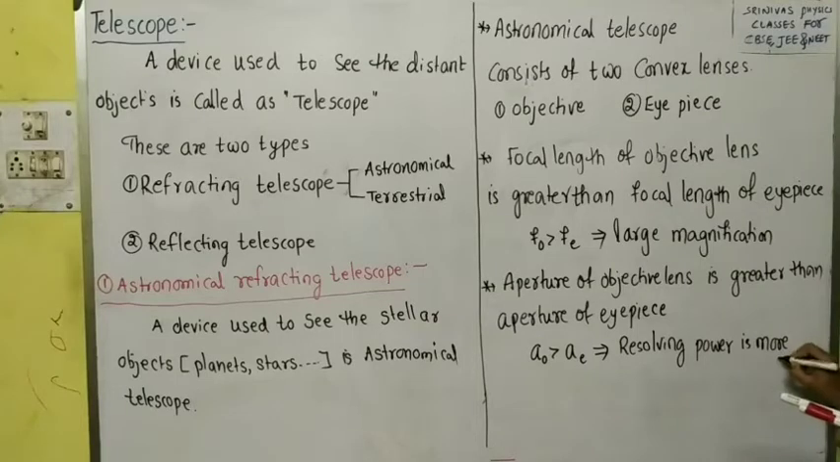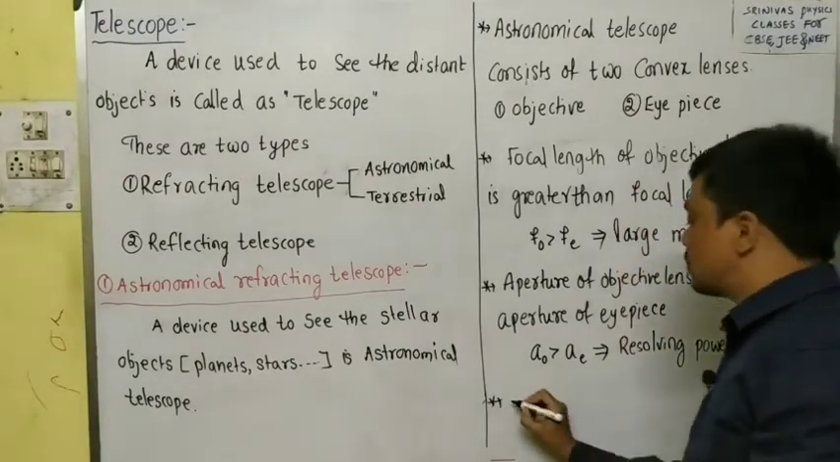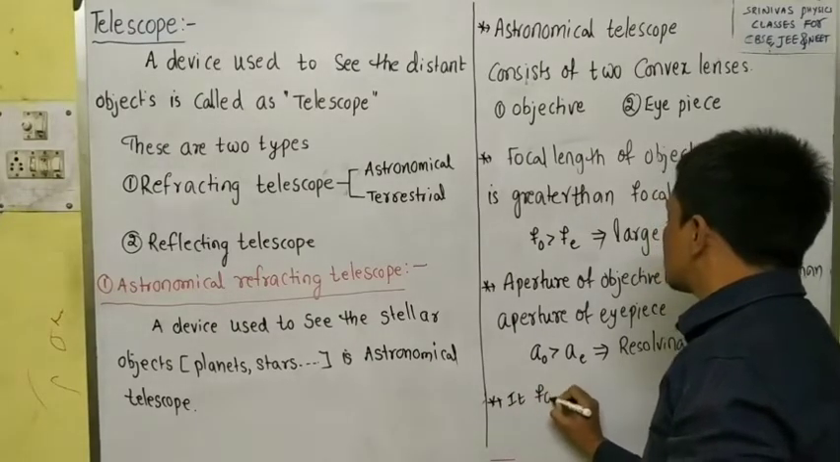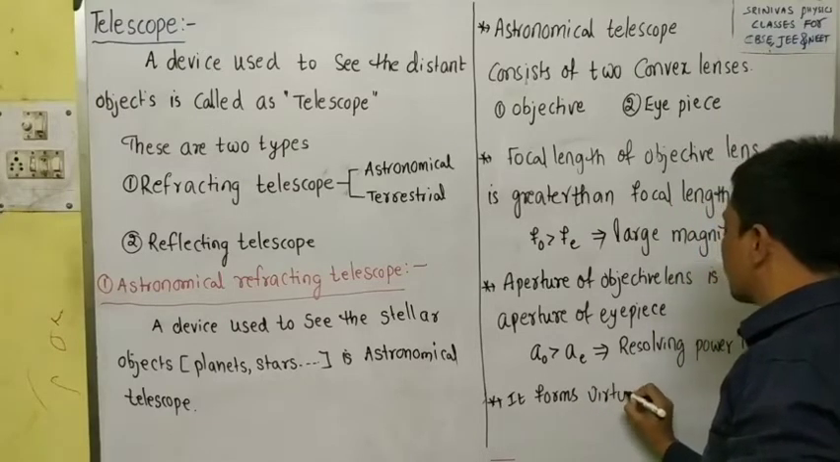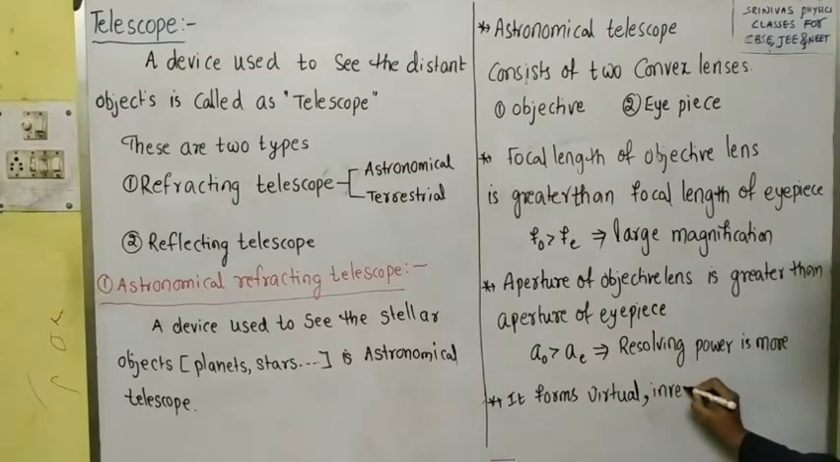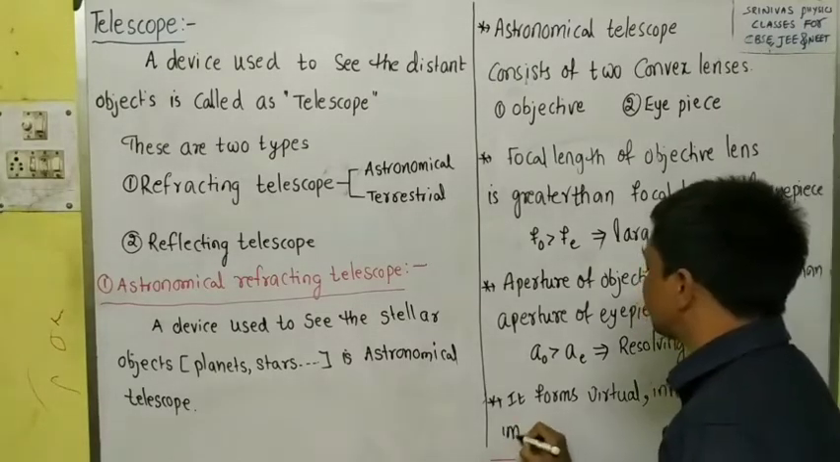Okay, and what type of image does it form? What type of image will it form? It forms a virtual image. We cannot catch it, but we can see it. The image is inverted, a reverse image, and a magnified image forms.